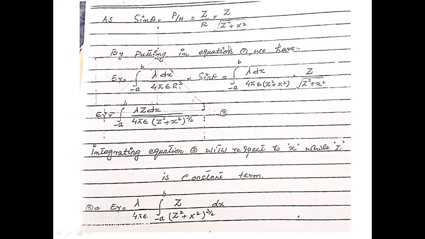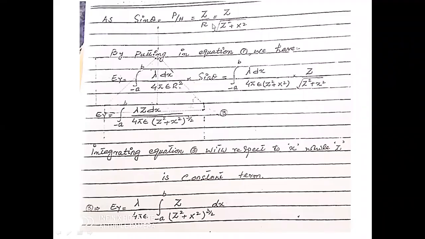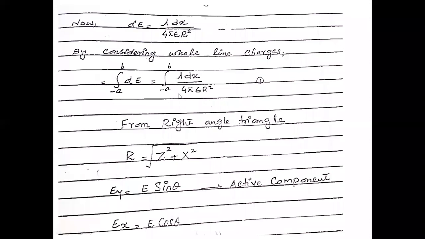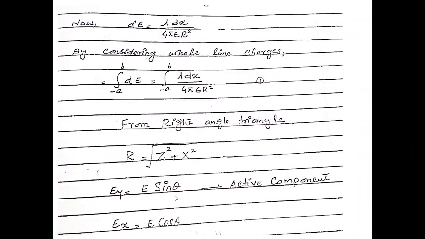As sine theta is equal to perpendicular over hypotenuse, means z over r. So z is equal to z, r is equal to the square root of z square plus x square. We have taken r from here. This is actually from the right angle triangle. So r square is equal to z square plus x square. By putting in equation number 1, this is equation number 1, putting the values of r and sine theta.